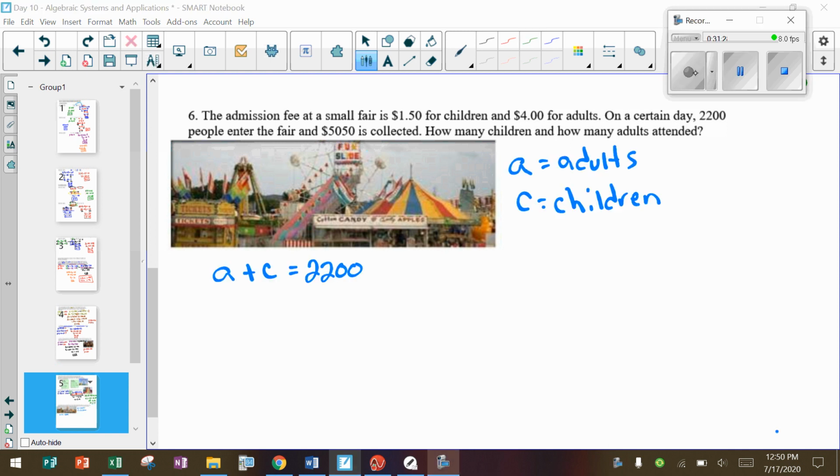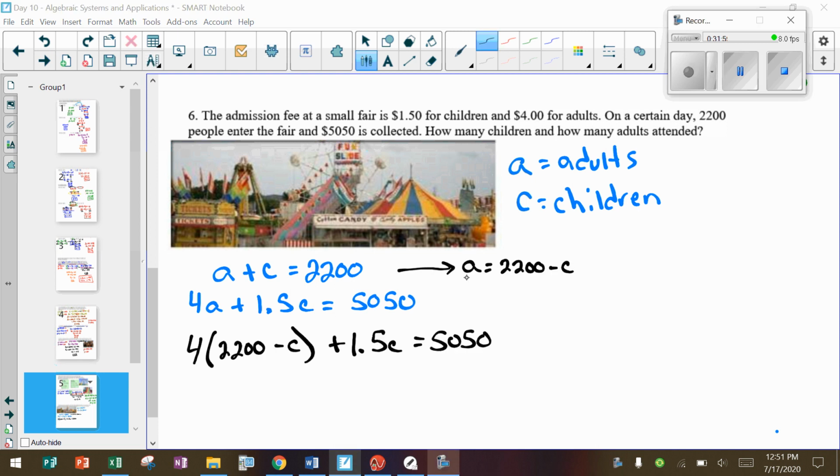So I used A for adults, C for children. Total number of adults and children combined was 2,200, and it was $4 for every adult, $1.50 for every child, and they raised a total of $5,050. So you can use substitution or you can use elimination, but pause it, try it, and we'll see how you did. So I used A by subtracting C on both sides. I used that to substitute in for A, and then I solved for C.